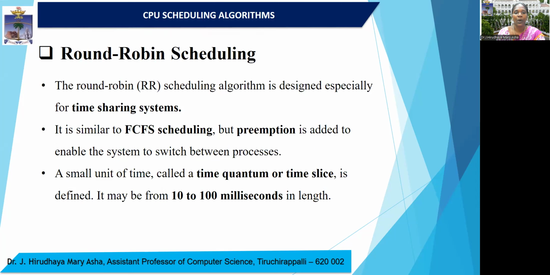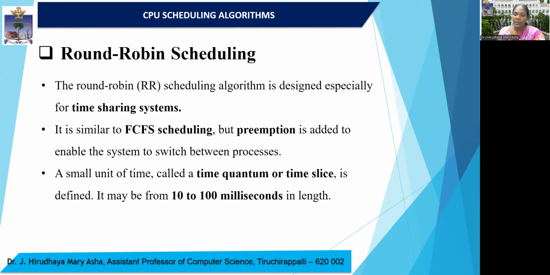Next one is the round robin scheduling. This algorithm works based on the time sharing process. Compared to FCFS scheduling, round robin scheduling is based on the preemptive concept. Why we are saying that is, it may be interrupted.